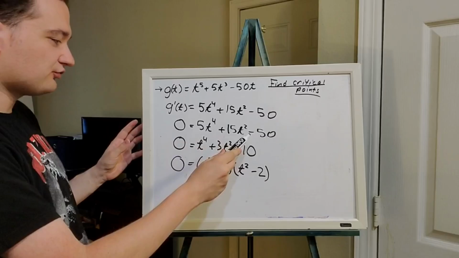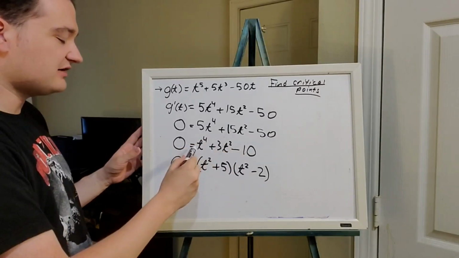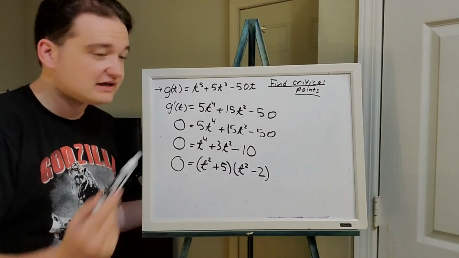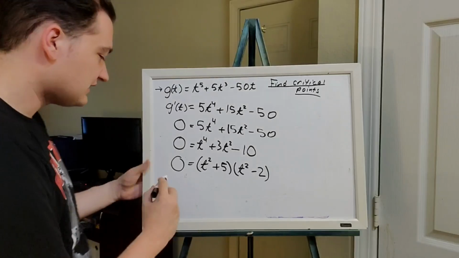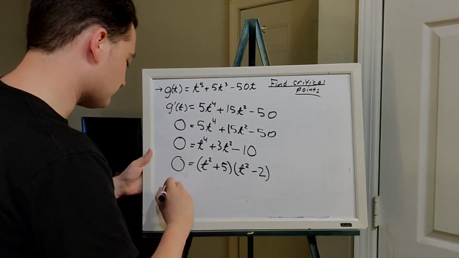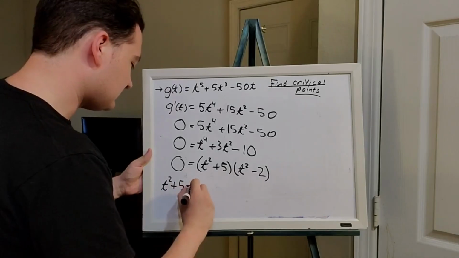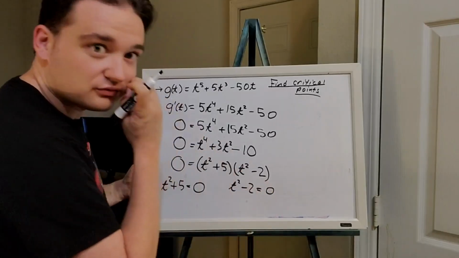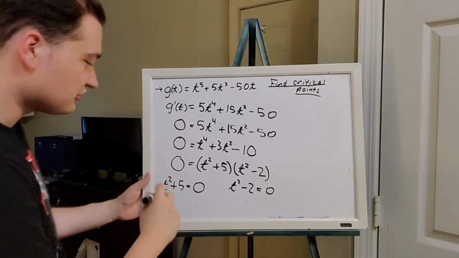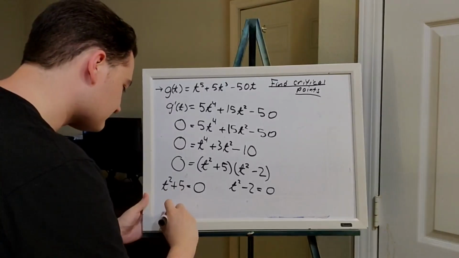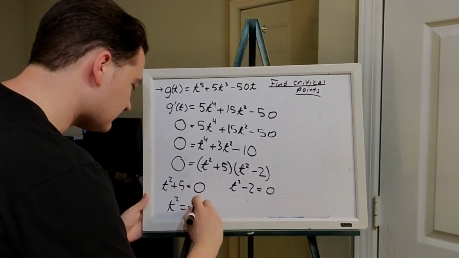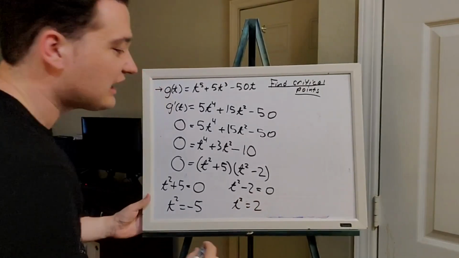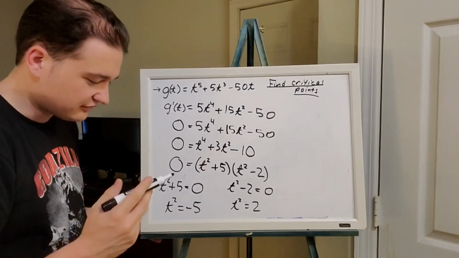So, this is our derivative. We've divided by 5, and we factored it, and we can use this to find values of t where this derivative equals 0. So we have two possible solutions. We have t squared plus 5 equals 0, and t squared minus 2 equals 0. Now solving this is pretty easy. We're just going to bring the constants over. t squared equals negative 5. t squared equals 2. And we're going to solve for t by taking the square root of both sides.